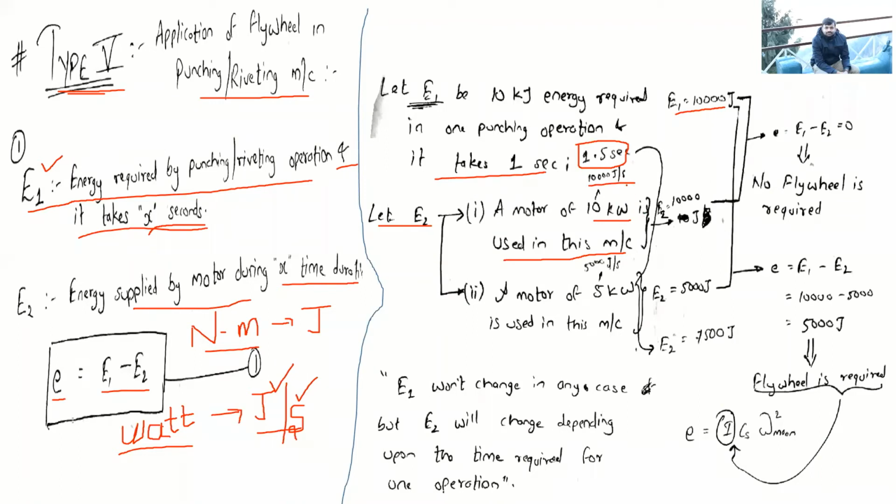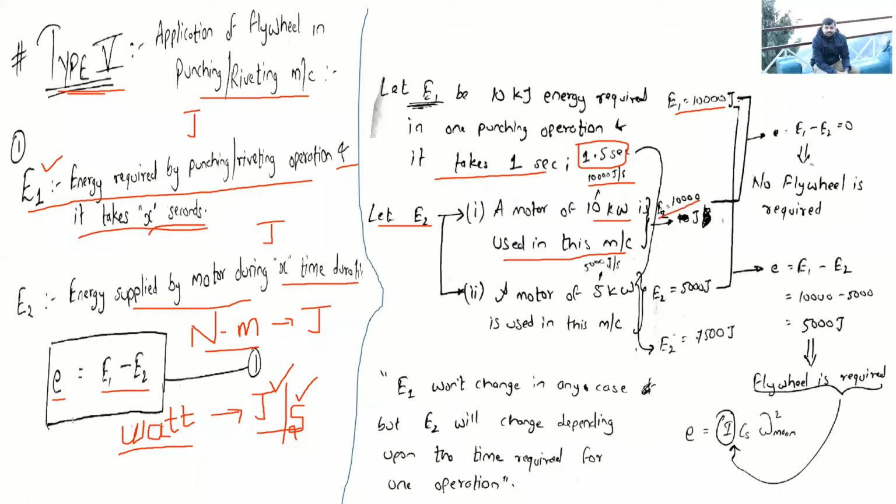Okay, 10 joules per second. So our E2 is 10,000 joules. E2 is the energy, and it is in terms of joules. So 10,000 joules of energy is what the motor is providing to us in every second. So E2 is 10,000 joules, and E1 is also 10,000 joules.